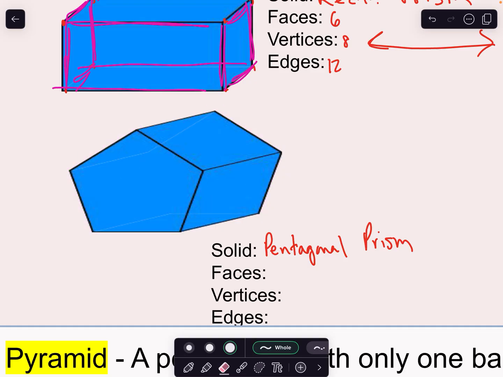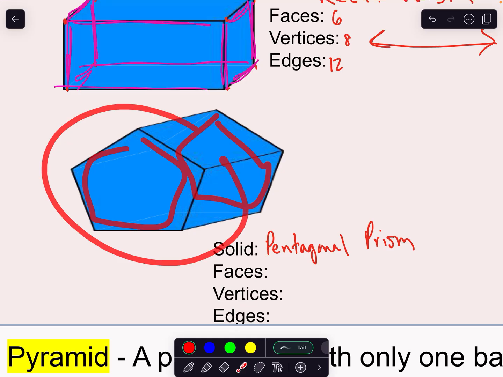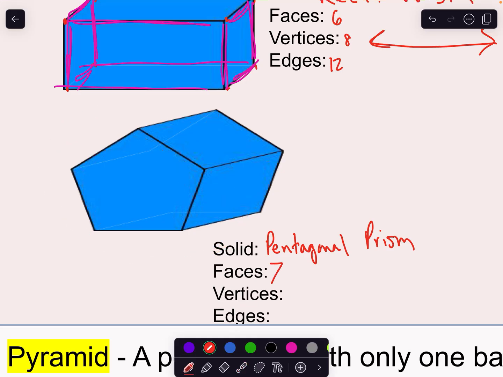Faces. So let's think outside of this thing. We've got one in the front, one in the back, and then 5 around the edges. So that should be 7 faces. Vertices, I've got 5 in the front and 5 in the back. So that's 10.